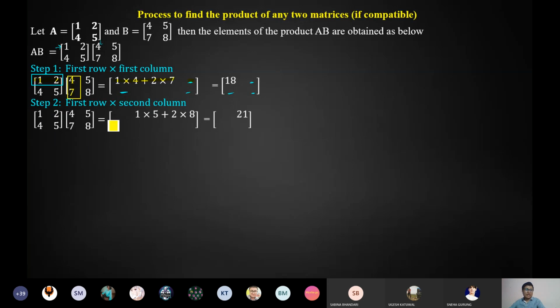Okay, so I'm going to find the element that is here. I'm not concerned about these elements here, these three elements. I'm concerned only about the second element, the A12 element. So how to multiply? This row 1, 2 will multiply this column 5, 8. So 1 into 5, be very careful here, okay? 1 into 5 plus 2 into 8. 1 fives are 5 plus 2 eights are 16. So 5 plus 16 is 21. Let me be a bit quicker here.